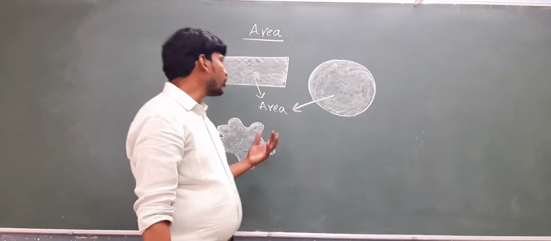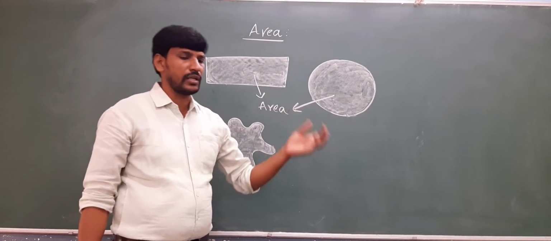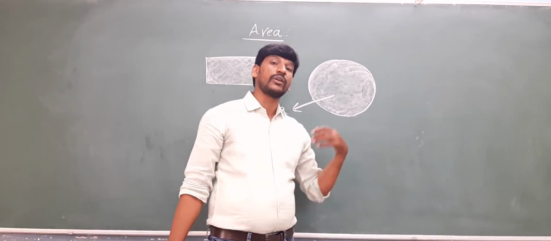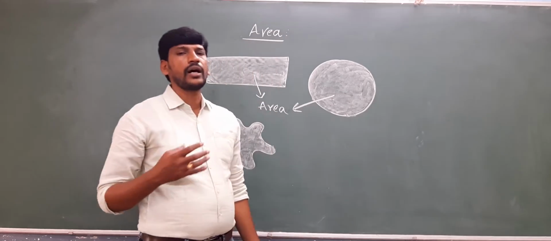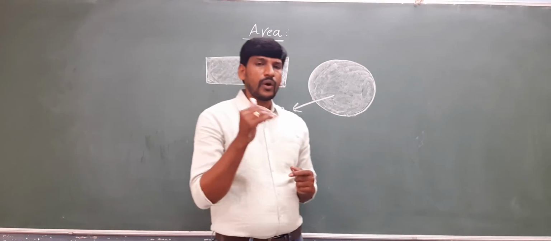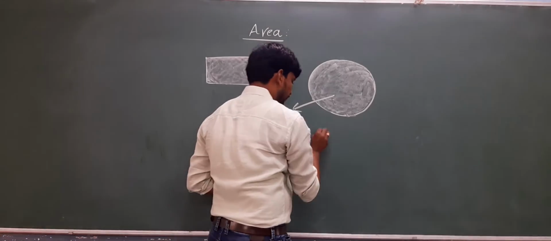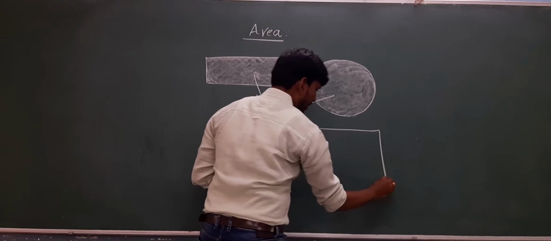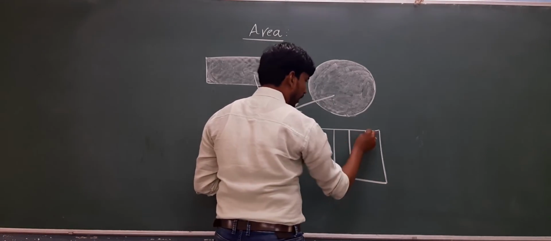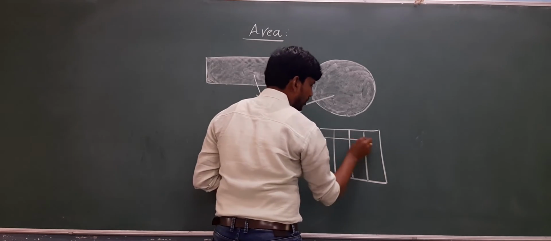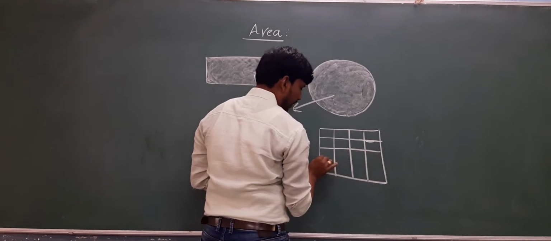Clear, my dear? How to find this area? In the previous classes, in fifth class and fourth class also, we discussed how to find the area of a given shape by counting the number of squares. There is a grid paper. Grid means square paper. There are equal squares. See, this is a sheet I am taking. There are some squares on it.